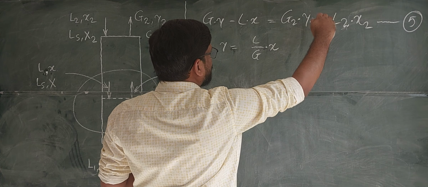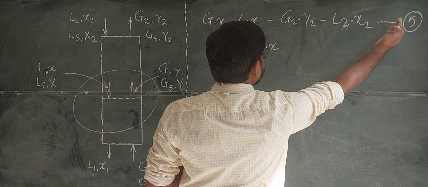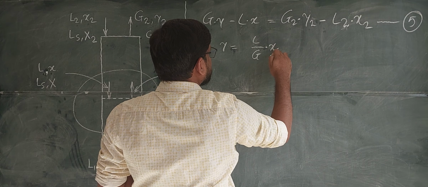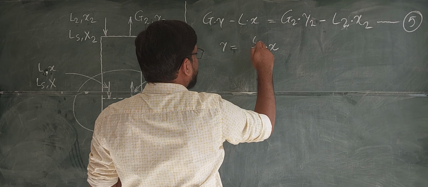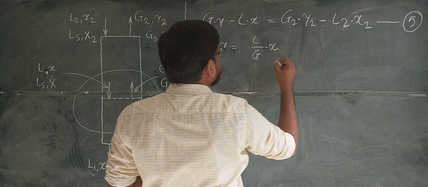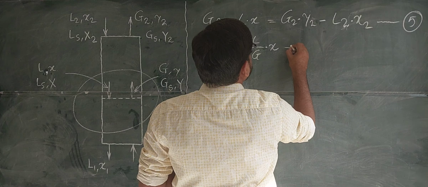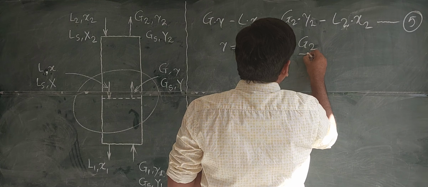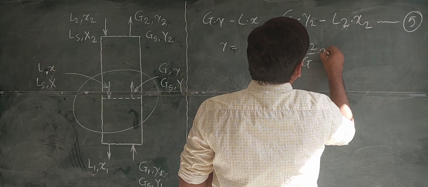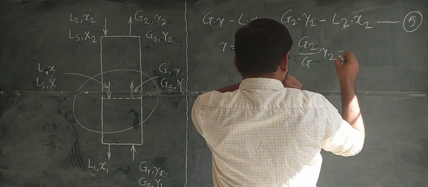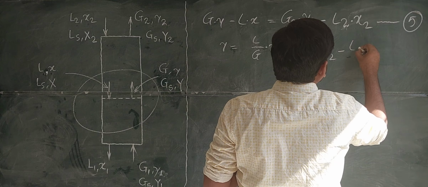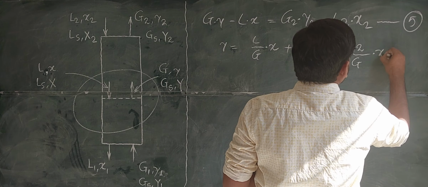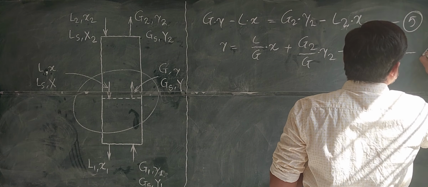Dividing the whole equation by G after shifting minus Lx to the right hand side, we get Lx divided by G, that is L by G into X. Similarly, the rest of the terms: plus G2 upon G into Y2, minus L2 upon G into X2. This is equation number 6.